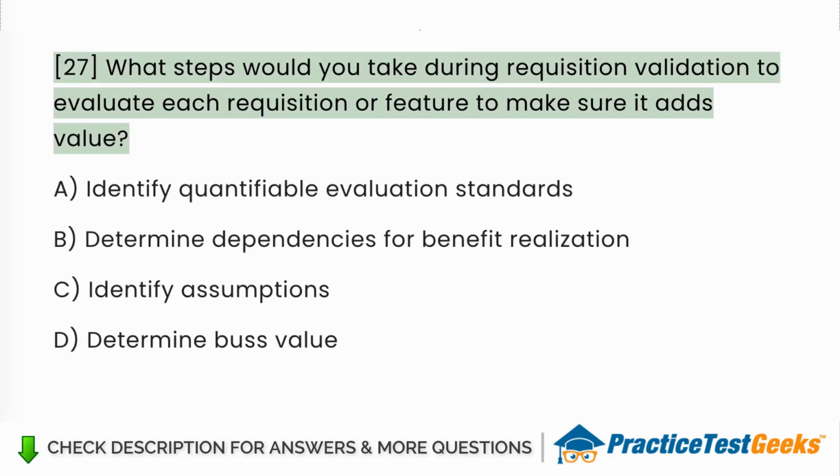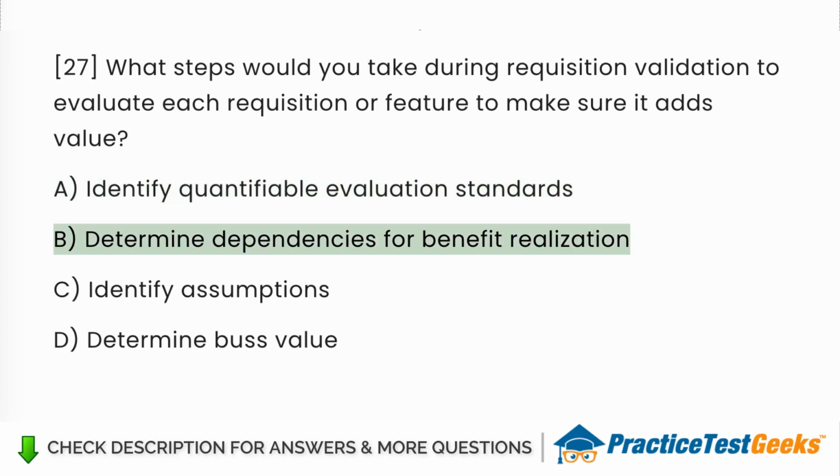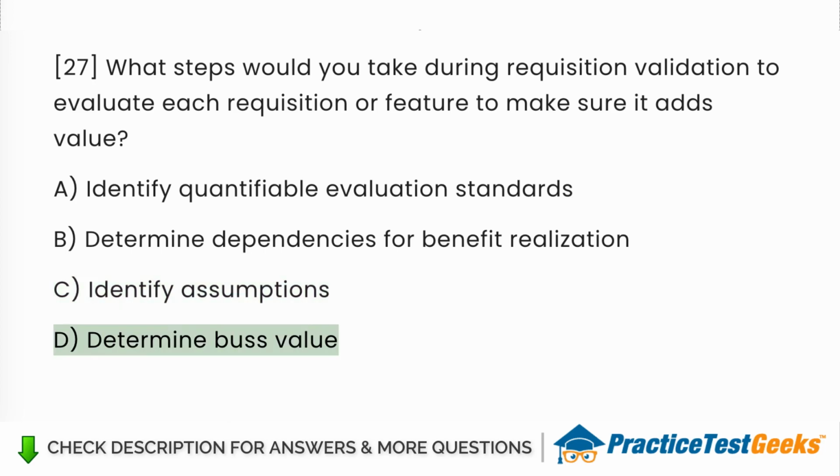What steps would you take during requisition validation to evaluate each requisition or feature to make sure it adds value? A. Identify quantifiable evaluation standards. B. Determine dependencies for benefit realization. C. Identify assumptions. D. Determine business value.